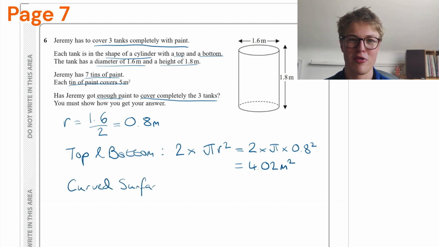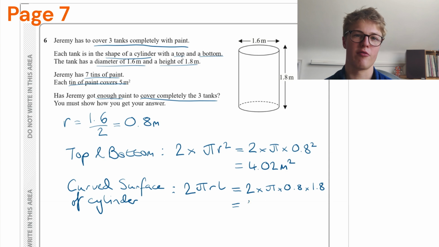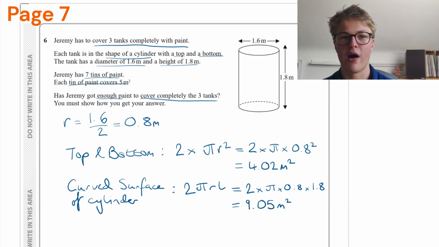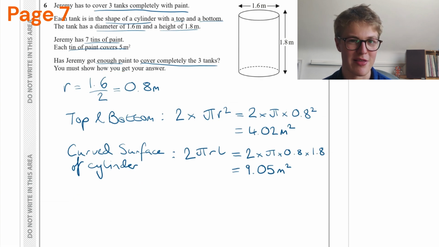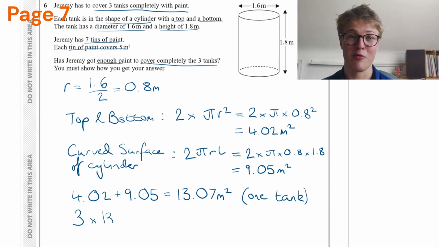Next, we need to find the curved surface area of a cylinder. So we do 2 pi r l, because 2 pi r is the perimeter of a circle, and times l gives us that curved surface area. So we do 2 times pi times 0.8 times 1.8, and that gives us 9.05 meters squared. Now that we have the top and bottom and the curved surface area, we just add this all together to find the surface area of one tank. So 4.02 plus 9.05 is 13.07 meters squared for one tank.